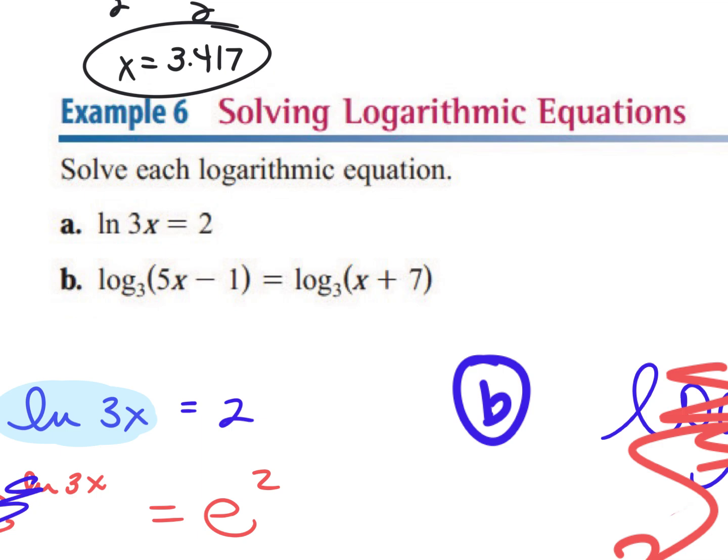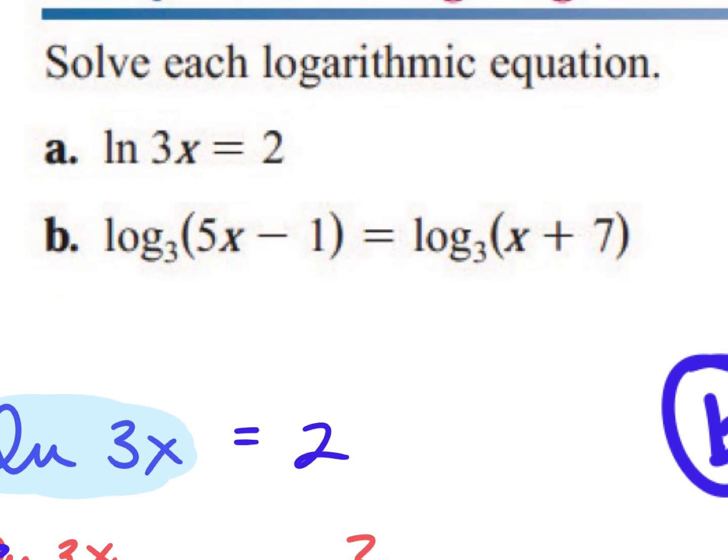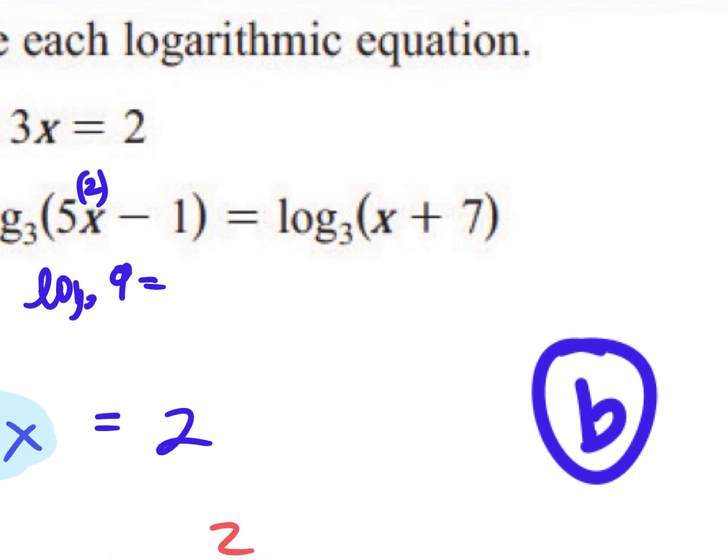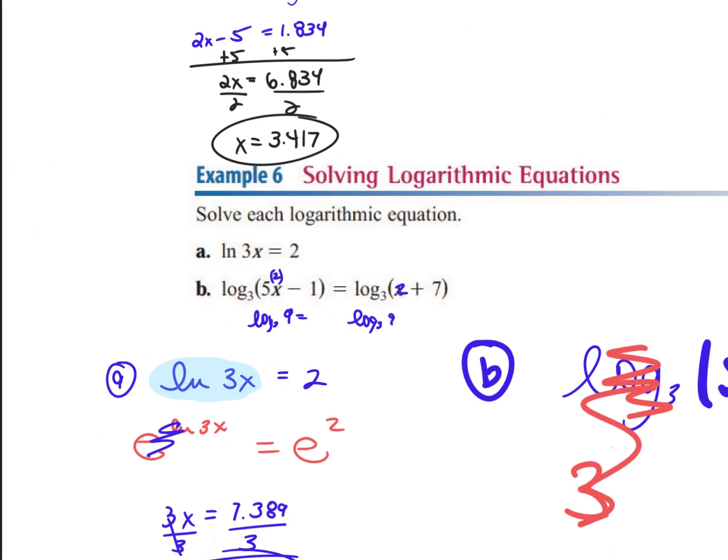I got x equals 2. What should I do with that 2 to make sure that this does not become an error message in your calculator? Plug it in. You got to make sure that whatever x value you get does not make your log negative. If it does, then it's no solution. So if I put a 2 right here, what's 5 times 2? 10, and 10 minus 1 is 9, so log 3 of 9, we're fine. What about over here? 2 plus 7 is 9, so this is log 3 of 9. We're good. If you were to plug that in and one of the logs became negative, that immediately doesn't work. Just got to check that.